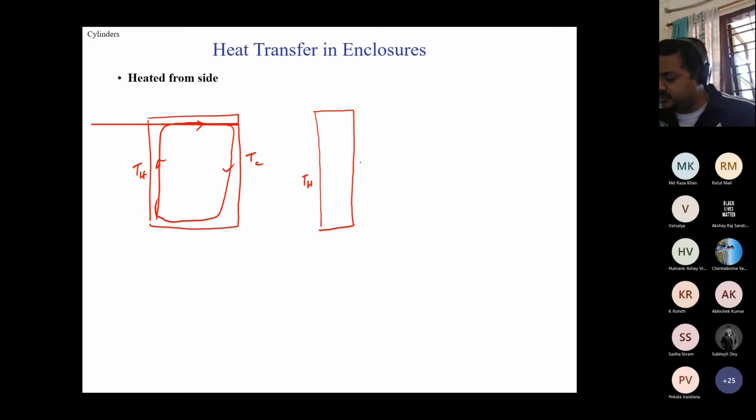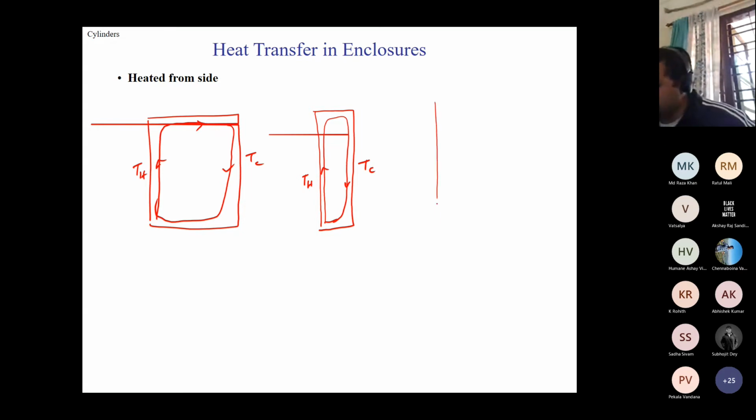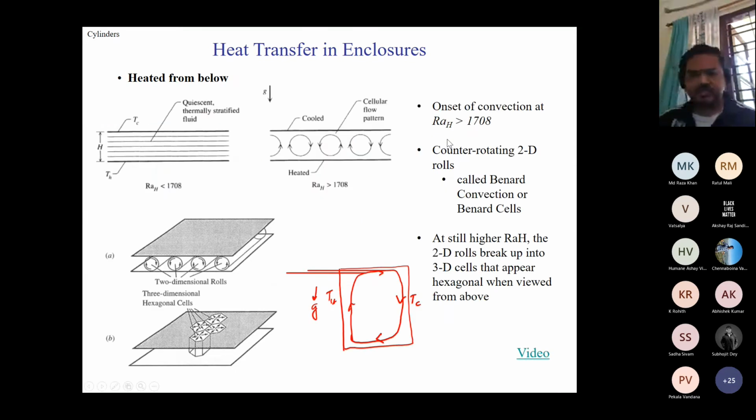If this is still, if you make it very low, then this 90-degree turn is going to be difficult, and you may not have anything. Your convection currents are going to become weaker. And when you come to a very, very thin one, you will just have what is called a thermally stratified layer from the bottom to top.